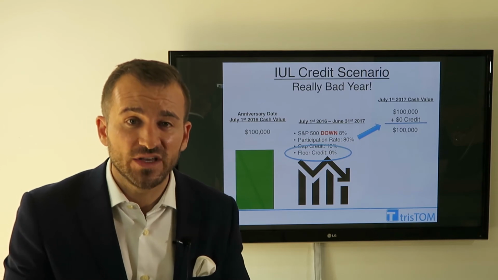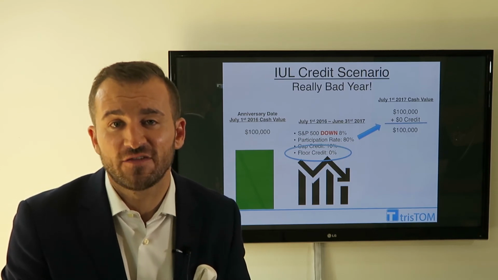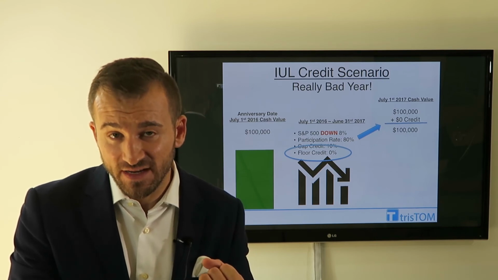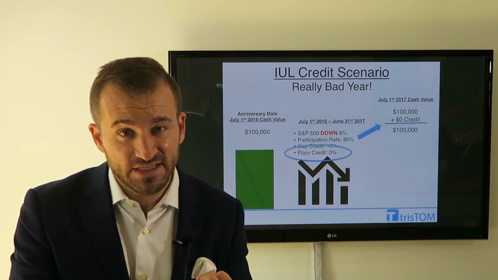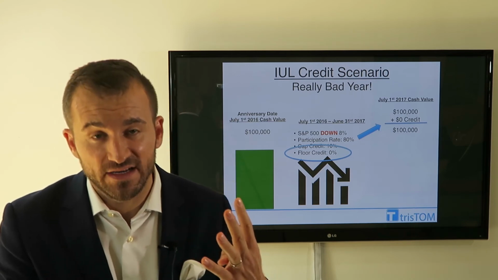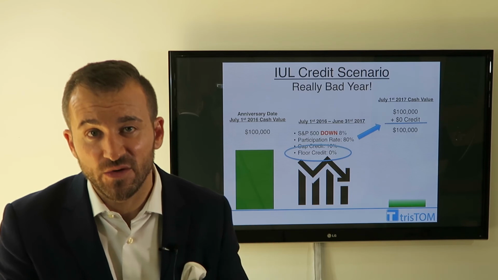So that's the way in which the Index Universal Life policy works. You as an agent need to focus on what does the index do in that particular year, what is the participation rate, what is the cap credit, as well as what is the floor credit. Those are the 4 areas you need to focus on.